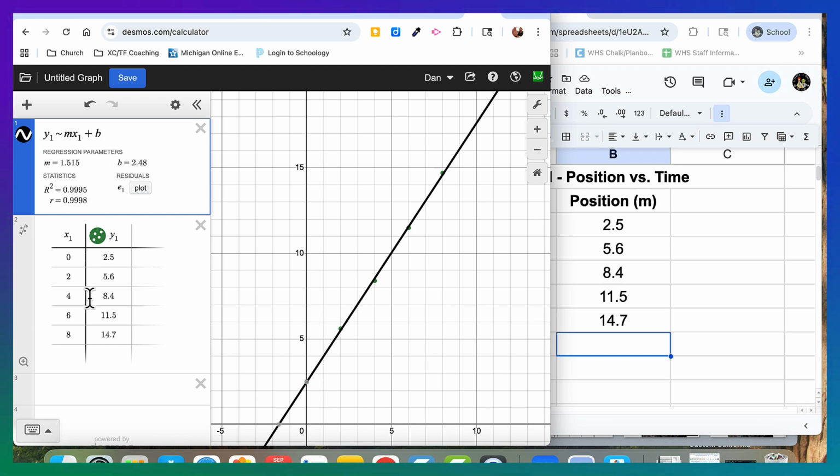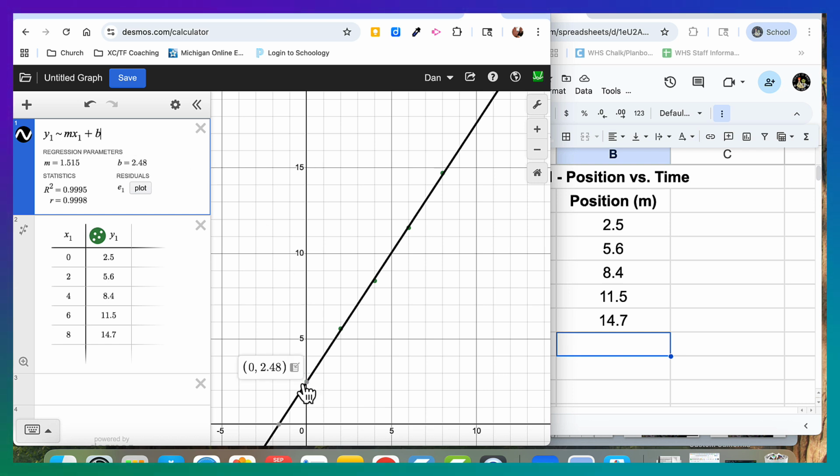So what it does here is it puts a line through all this computer magic, through this point on average, and it lets us know the slope of this, y sub 1 equals m x sub 1 plus b. The slope m, so the change in position divided by the change in time, is about 1.5. All right, and the other thing that's important is this b value, that's our y-intercept.